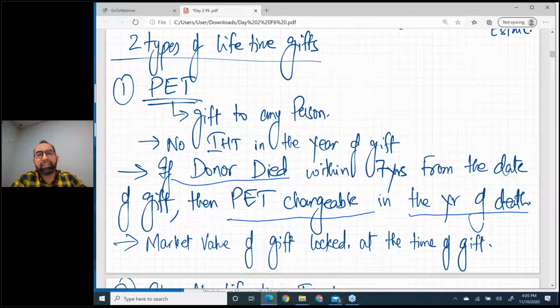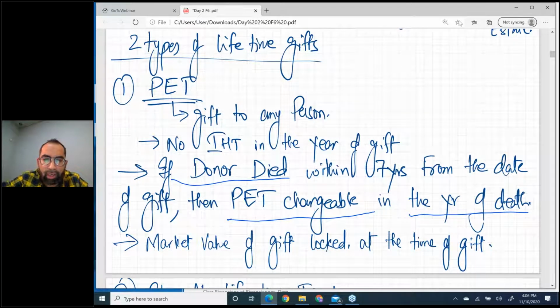Then this PET will be chargeable in the year of death. Don't forget, how will you recognize a PET in the exam? One person giving a gift to another person is a PET. And in the year of the gift of a PET, there is no IHT implication, not even any calculation. But if the donor dies within 7 years, then this PET is chargeable in the year of death.